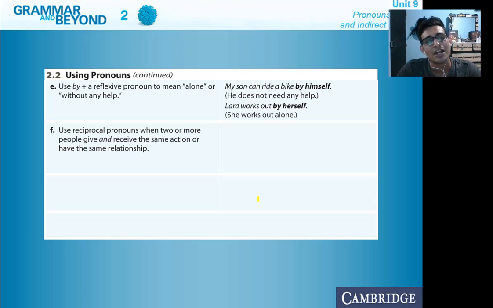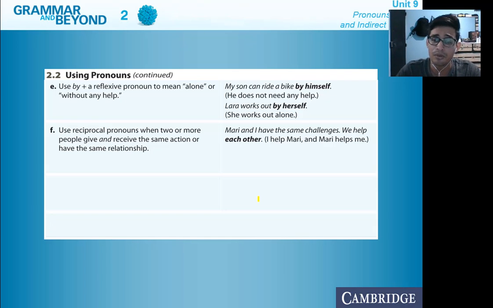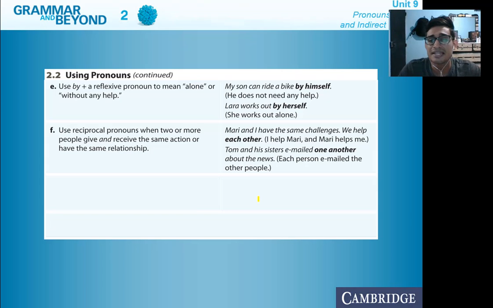Let's continue. Use reciprocal pronouns when two or more people give and receive the same action or have the same relationship. For example, Mary and I have the same challenges. We help each other. Do you remember how I explained this before? Yes, right? I help Mary and Mary helps me. It's reciprocal. Tom and his sisters emailed one another about the news. Each person emailed the other people.